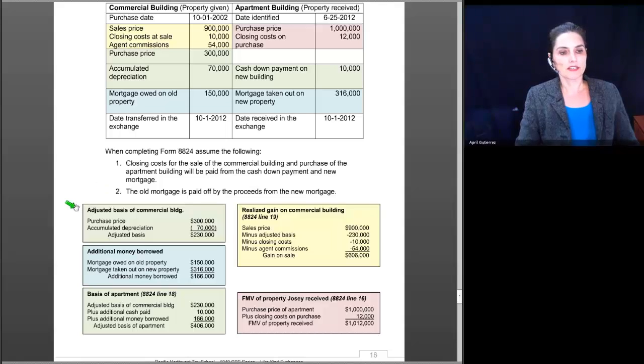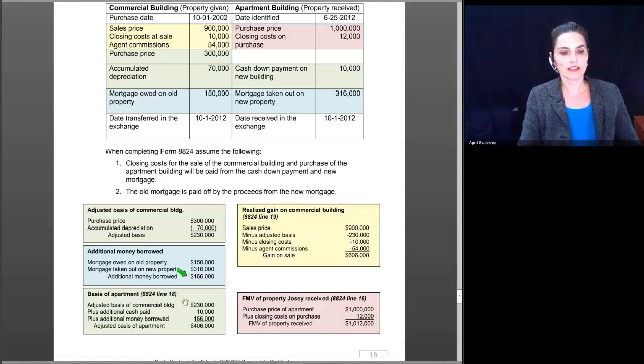And here we have the adjusted basis of the building. So I said you take 300, subtract out 70, you get 230. We then have additional money borrowed. The mortgage on the old property was $150,000, and the mortgage taken out on the new property is $316,000. The additional money borrowed is $166,000, so that $166,000 will add to basis.